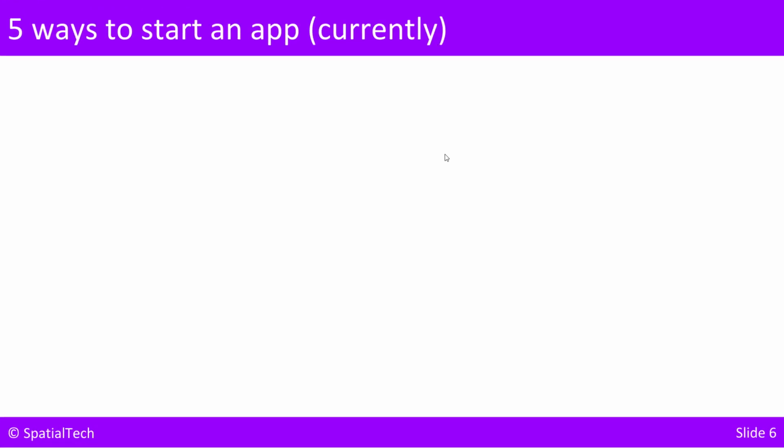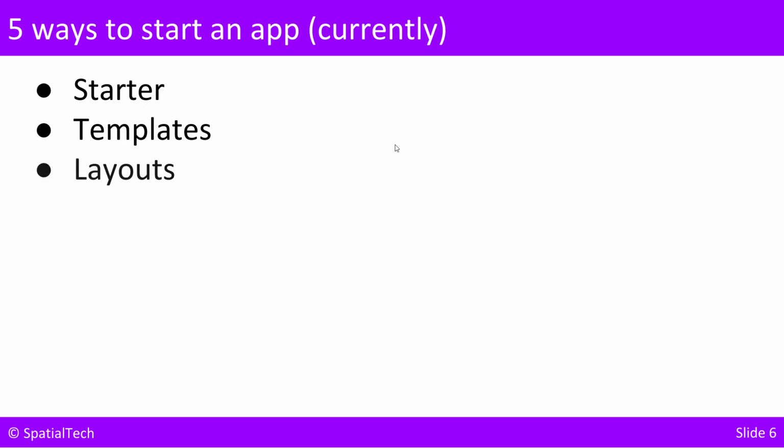How to start an app. There are about 5 core ways to start an app in App Studio. Currently, could be more in a new release. There is an area called Starter, another area called Templates. This is very similar to the web templates that we've used in the past. Layouts, which really gets into material design. Samples, enterprise.